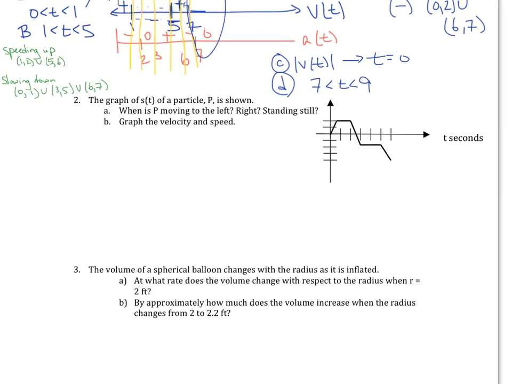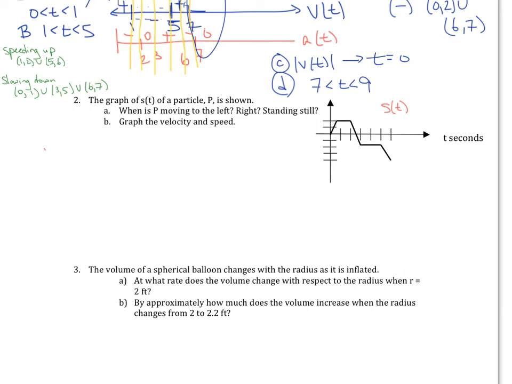It says the graph of s of t, a particle p, is shown. When is it moving to the right and to the left? So remember, the key that they just told us is that this is an s of t graph. It is not a v of t. This is a position graph. When is it moving to the right?